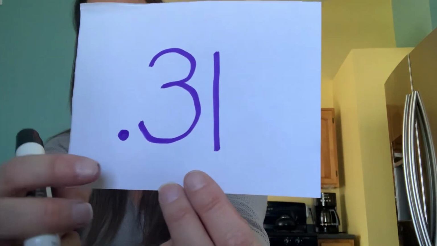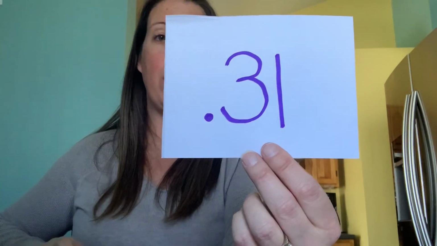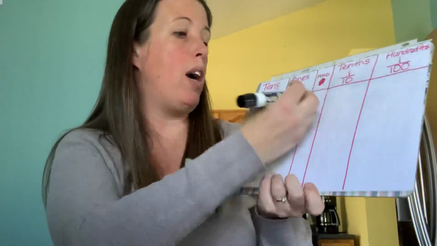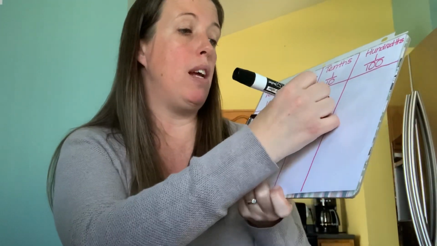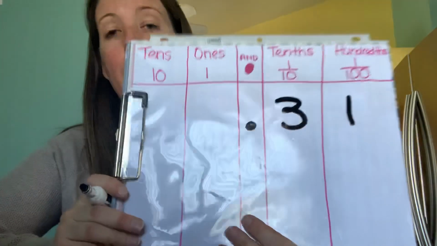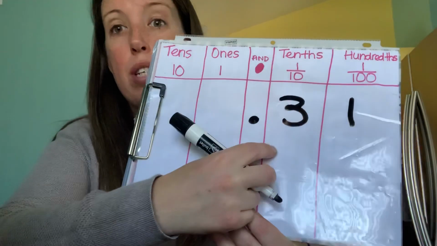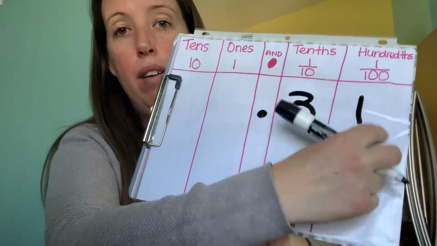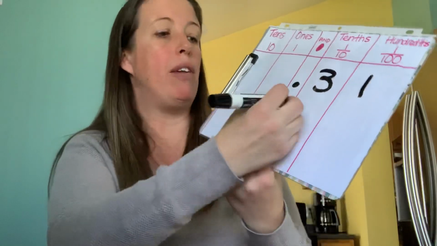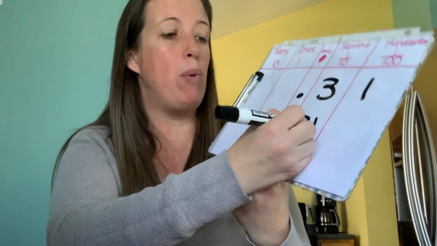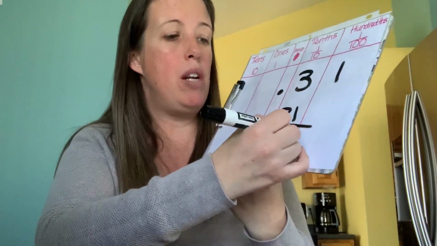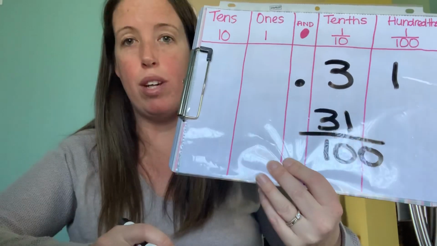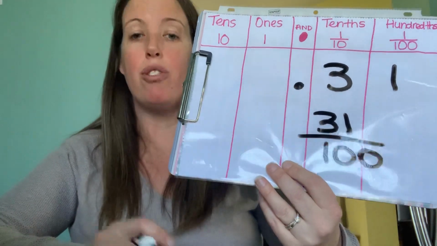All right, we read this as 31 hundredths, but just to be sure, I saw a decimal point, a 3 and a 1, and the chart tells me how to read it. 31 hundredths. So what would that look like? A numerator of 31 and a denominator of hundredths. 31 hundredths. All right, last one for the decimal into a fraction.